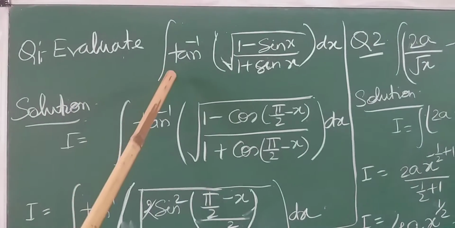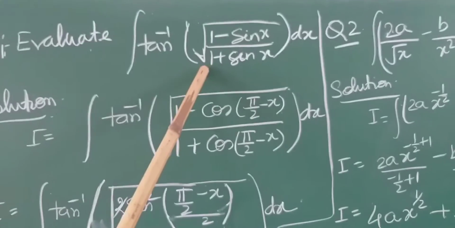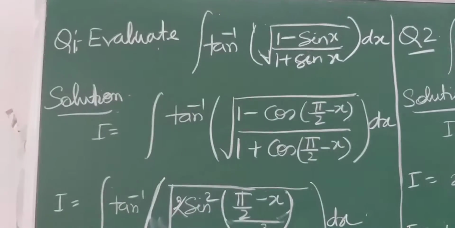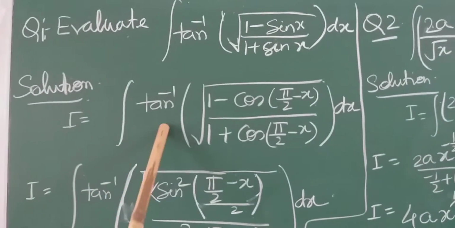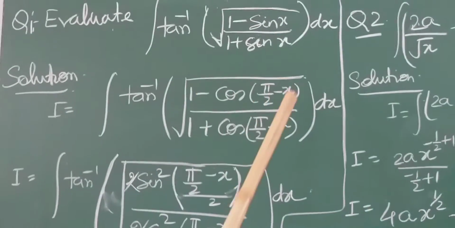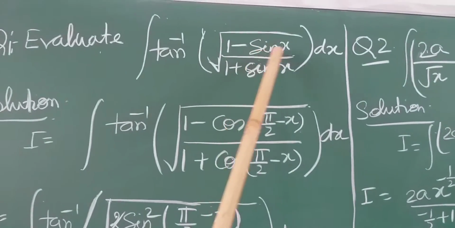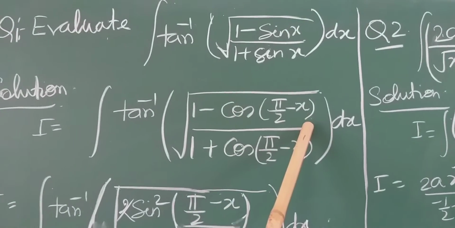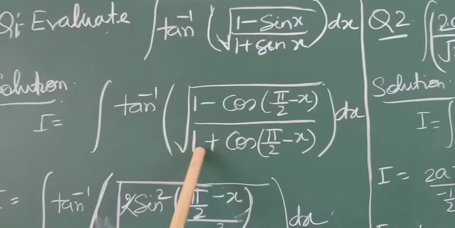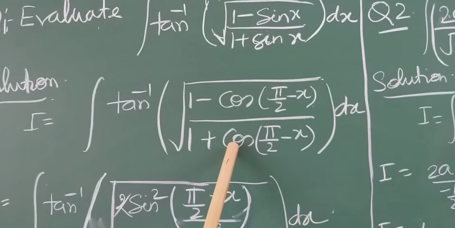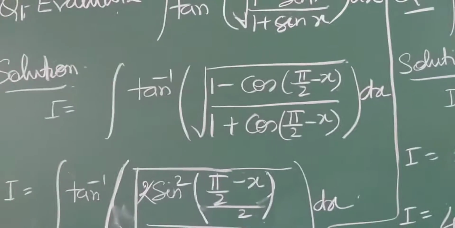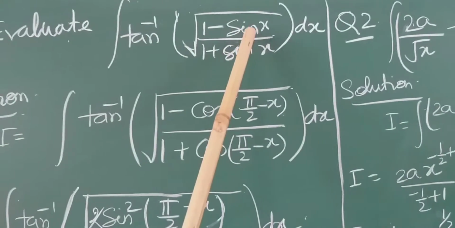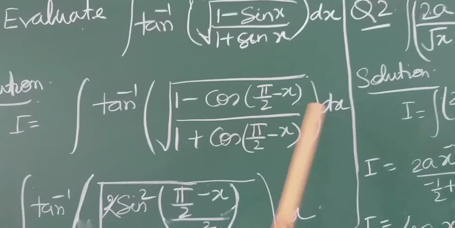Evaluate the integral of tan inverse of root of (1 minus sin x) upon (1 plus sin x) with respect to x. So I equals integration of tan inverse root. We know that, students, sin x we can write as cos(pi by 2 minus x), and in 1 plus sin x also we can write cos(pi by 2 minus x). Cos 90 minus theta is sin theta. That's why sin x can be written as cos(pi by 2 minus x).